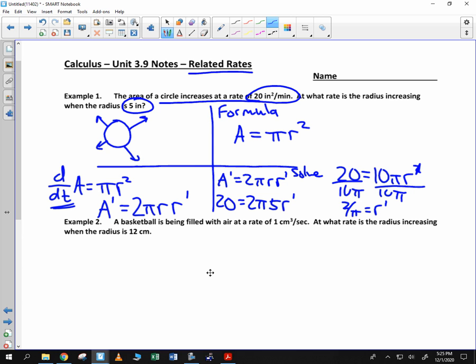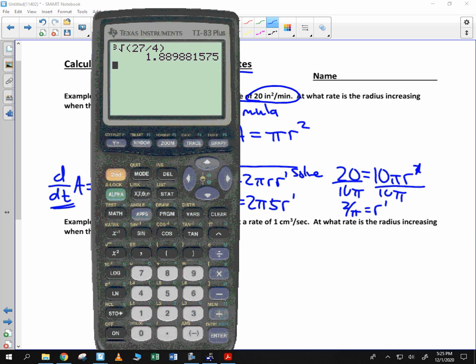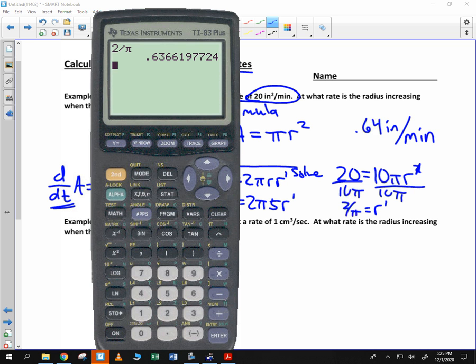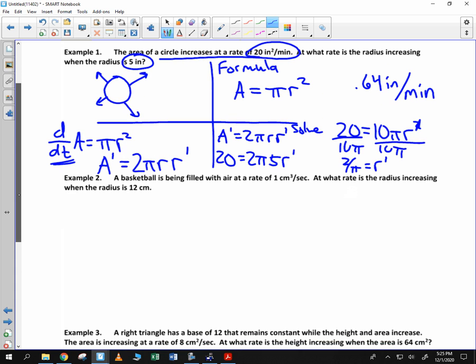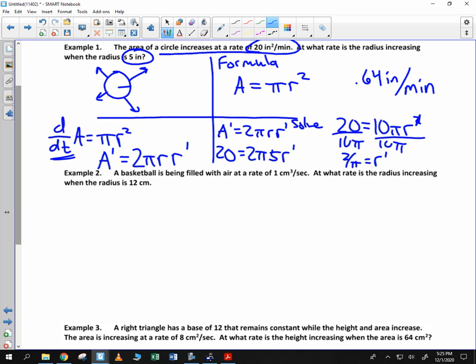I'm going to figure out what 2 over pi is so we can put this in context of a measurement better. We have 2 divided by pi, and we get 0.64. Our measurement, radius, is a linear measurement, so it's just inches per minute. If it was area, then it would be inches squared. If it was volume, it would be inches cubed. So that's how the radius is changing in this situation.